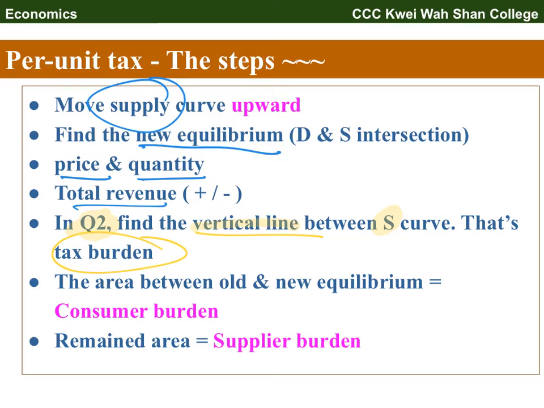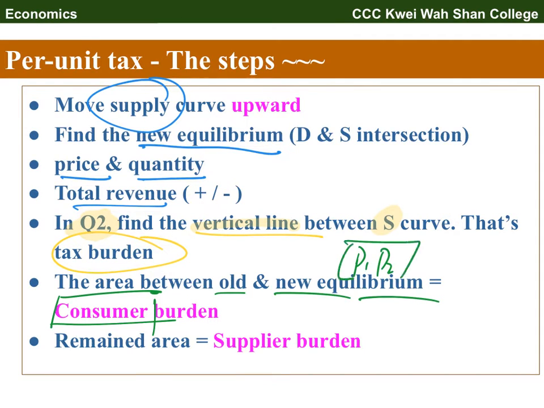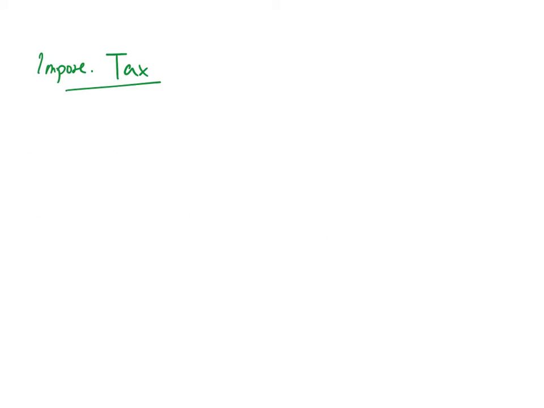After that, we have to find out the consumer burden and the supplier burden. For the consumer, their burden is the change of the price. So between the old and new equilibrium, that means the equilibrium prices P1 and P2, that part belongs to the consumer, and the rest of that belongs to the supplier. Okay, so let's see what will happen if we input data and a tax.